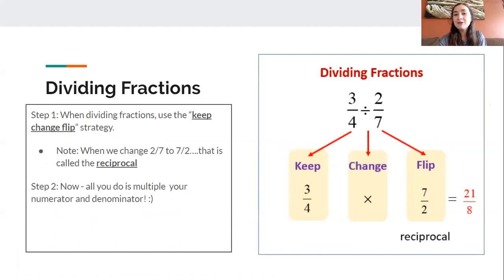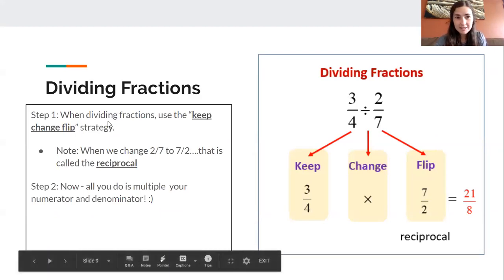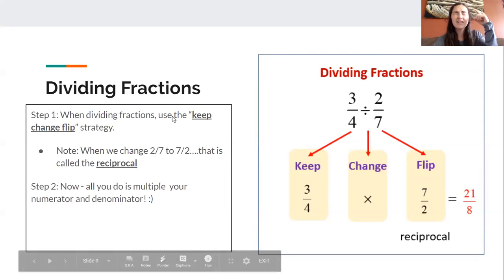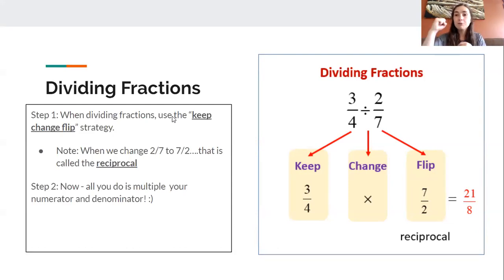Okay, and then when we are dividing fractions, the most important thing is: keep, change, flip. Keep, change, flip. Keep, change, flip. Okay, just chant that in your head a few times. And if you sleep tonight with keep, change, flip going in your head, you're never ever going to forget it. So dream about keep, change, flip tonight.